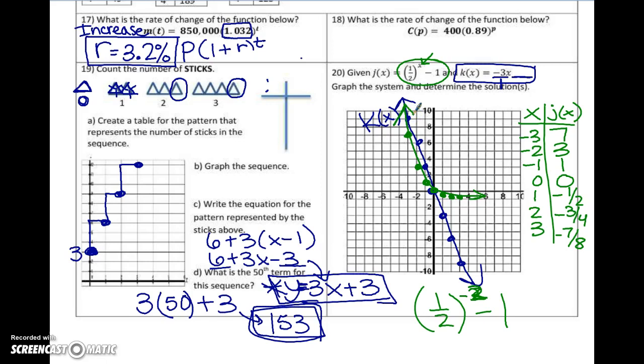And it says graph and determine the solution. Well, they both have this point right here in common. And that is the point 0, 0. So that point is the solution to the system of equations, 0, 0. And that is it for our review.